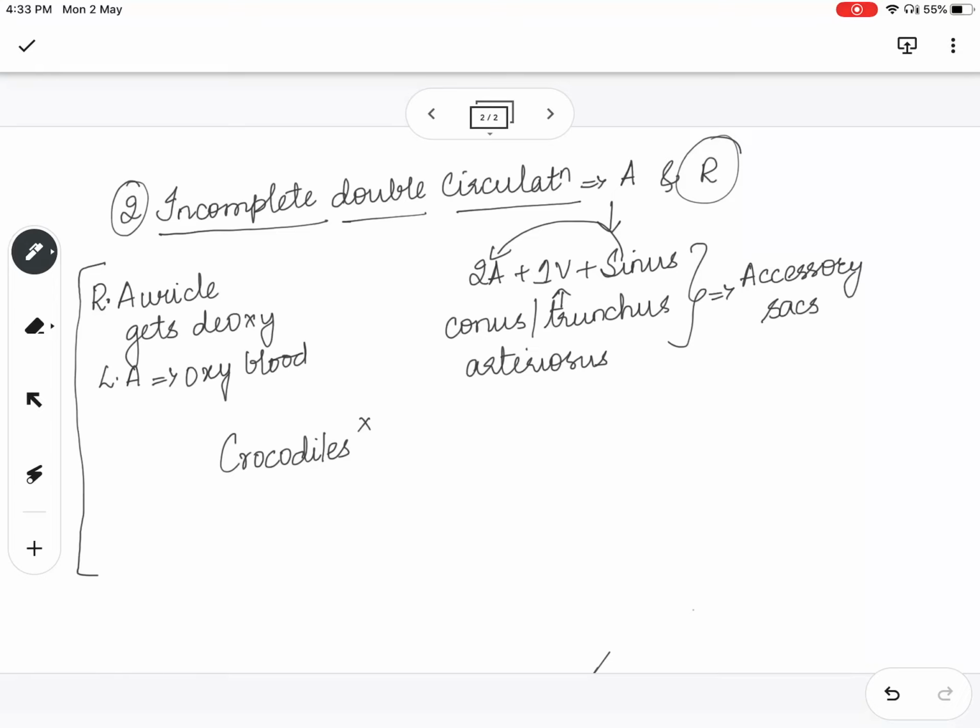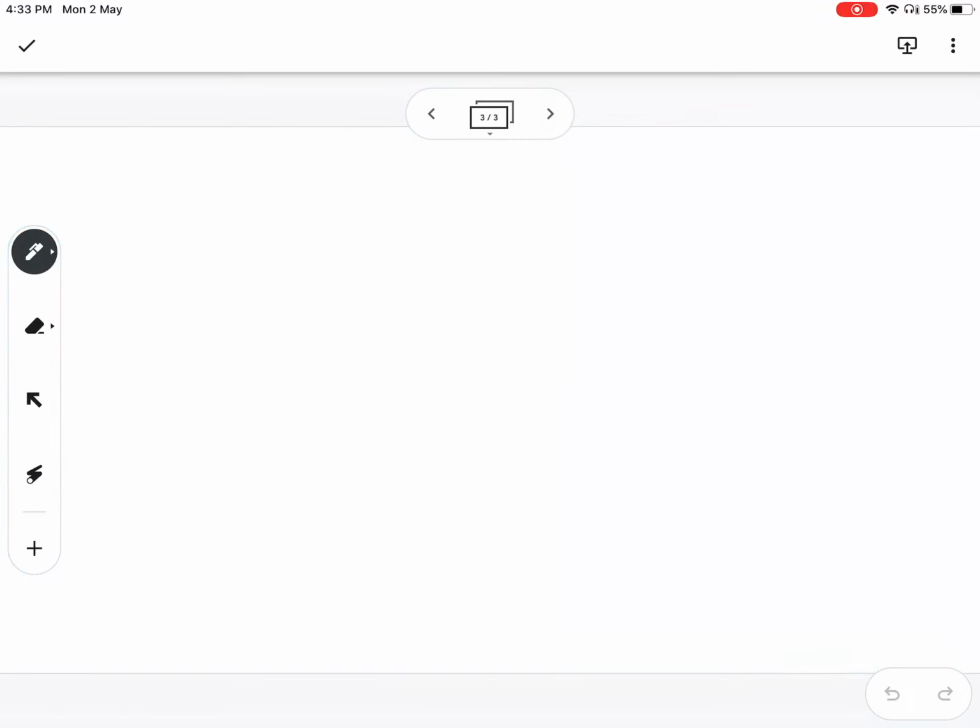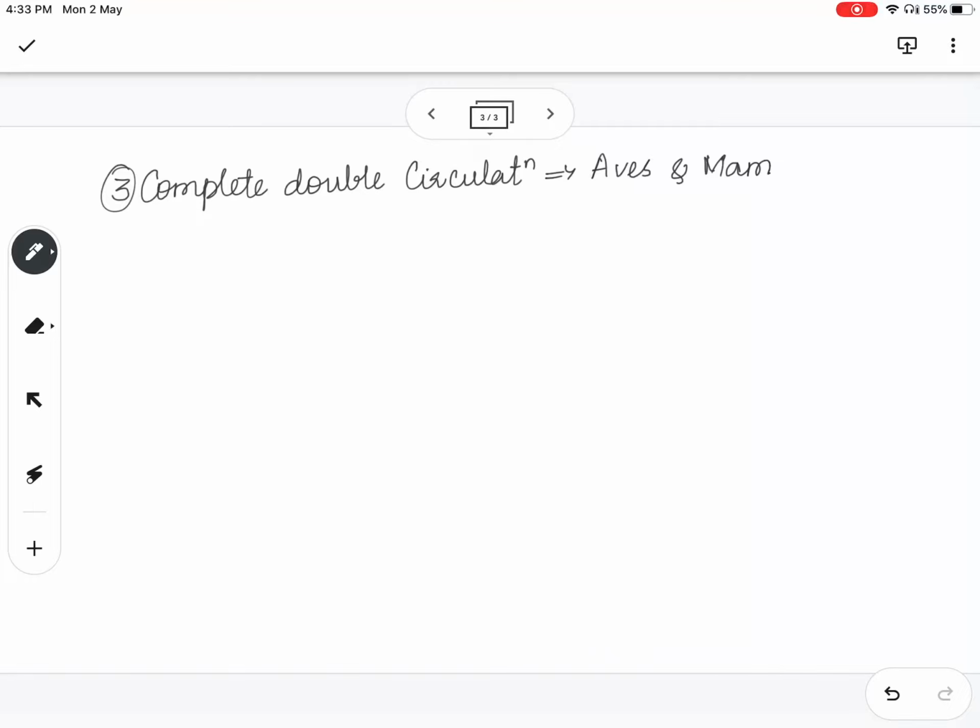So these are the exceptions that come under the reptile category. Then coming to the third and important one, the third category is complete double circulation. This category you get to see in aves and mammals. Now I will directly jump to the conclusion. What is the right portion of the heart called? The right portion is called the pulmonary heart.